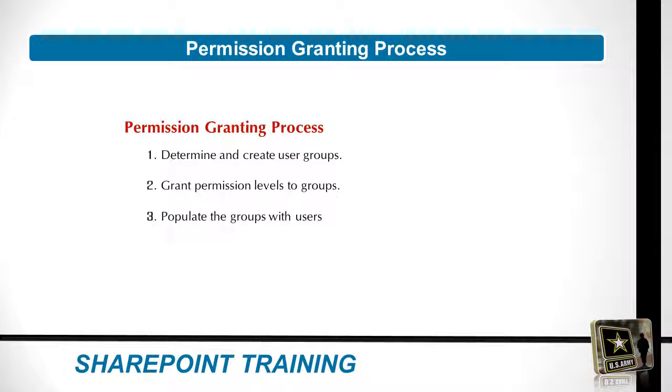Now let's review the process you should follow when granting permissions. First, determine and create any user groups you will need. Remember, the IMO created 3 groups for you already. Second, grant permission levels to the groups. Third, populate the groups with users. Let's look at this process in more detail.